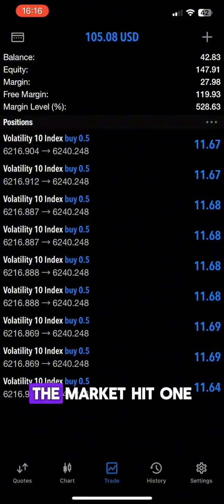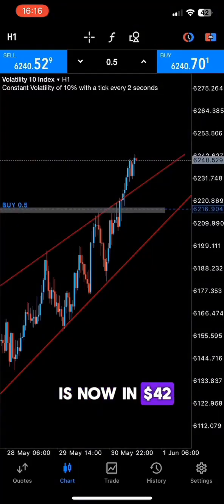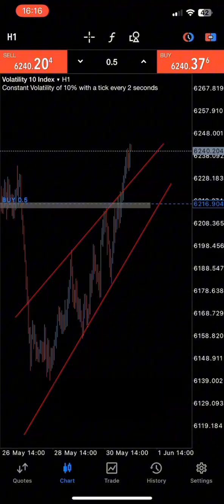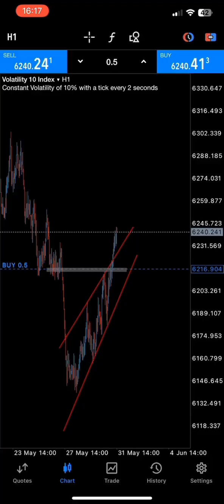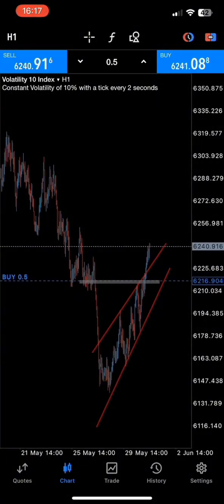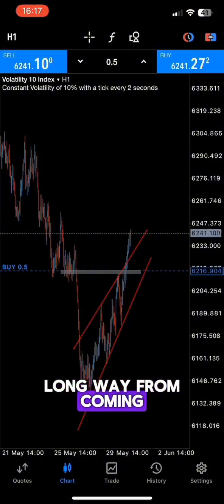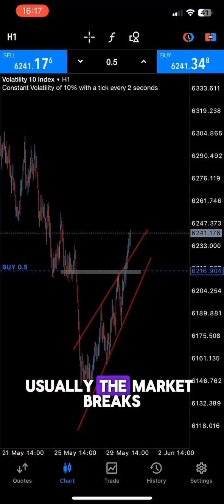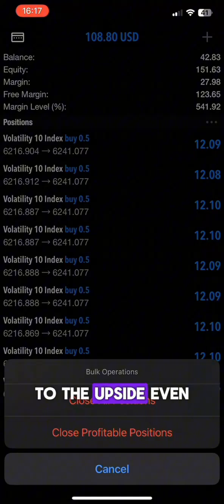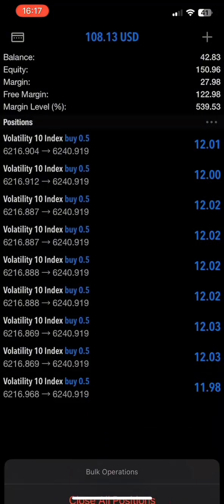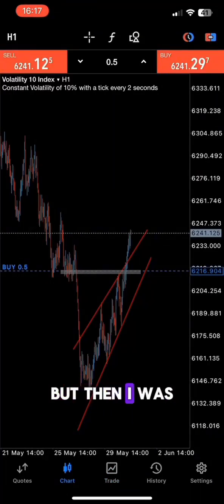As you can see, the market hit one of my take profits, and the balance is now $42, in case you are wondering. This is more like a temporary breakout. The market has to come back into the trade, but it is still a long way from coming back into the trend. Usually the market breaks to the downside, but it's also possible for the market to break to the upside, even if it is rare. I wanted to close, but I will just continue holding.